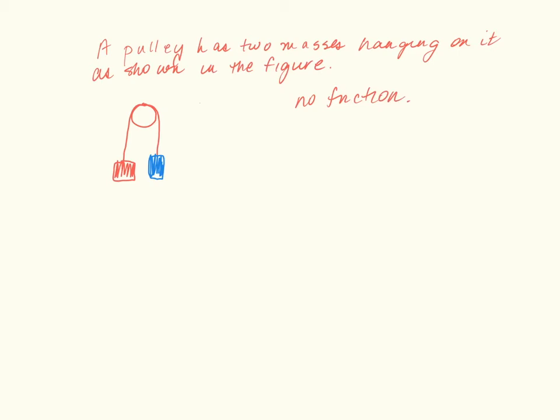Because there's no friction, that means that the tension in the rope connecting the two masses is the same. And so I'm going to label that tension T and indicate with arrows the direction that it acts on each mass. For this problem, we're going to put in some numbers. So the red mass will be equal to 2 kilograms, and the blue mass is going to be equal to 6 kilograms.